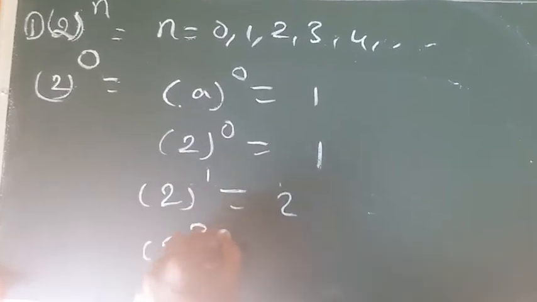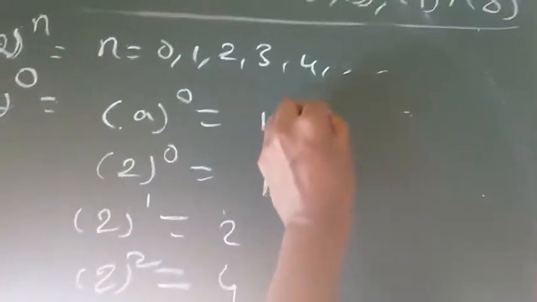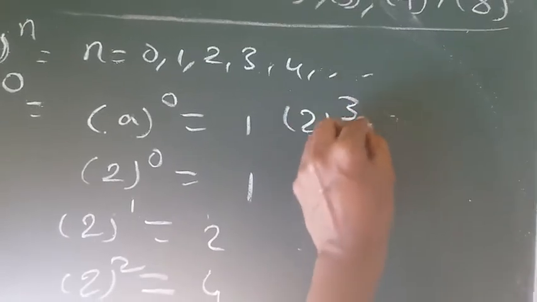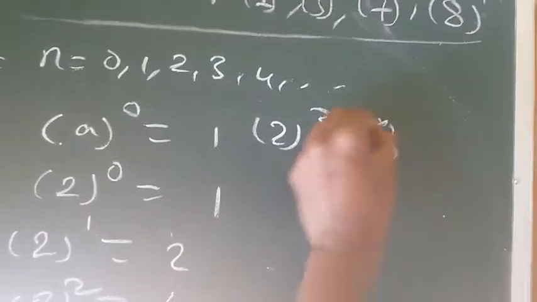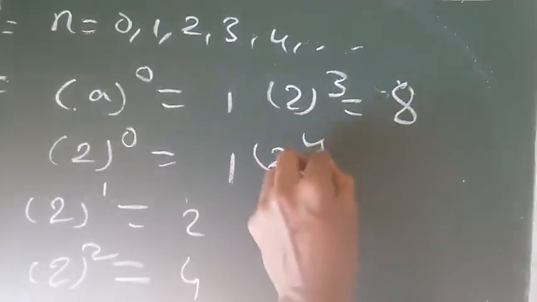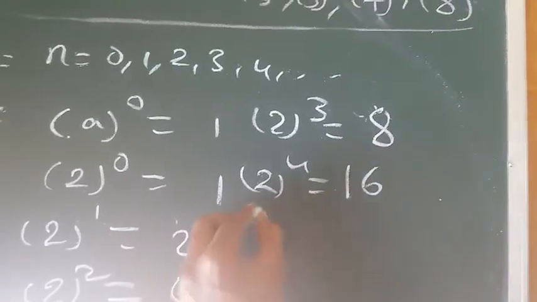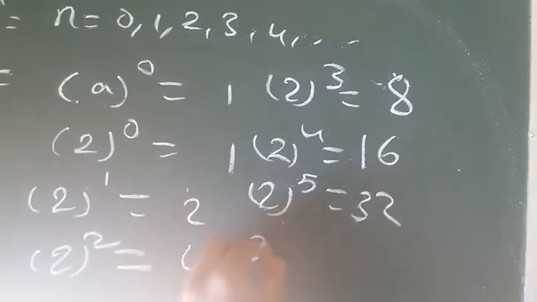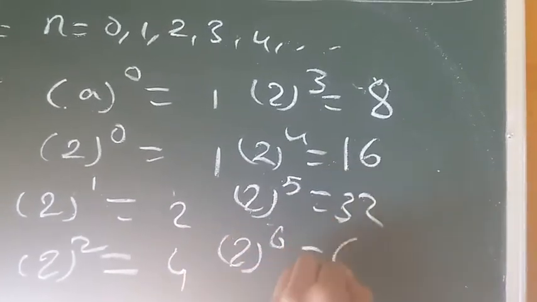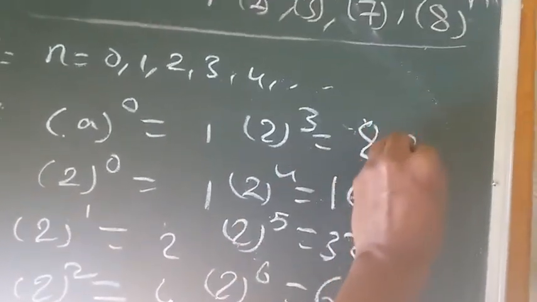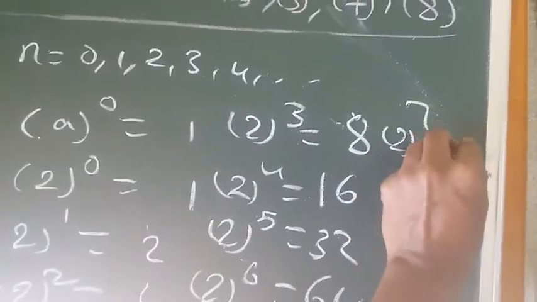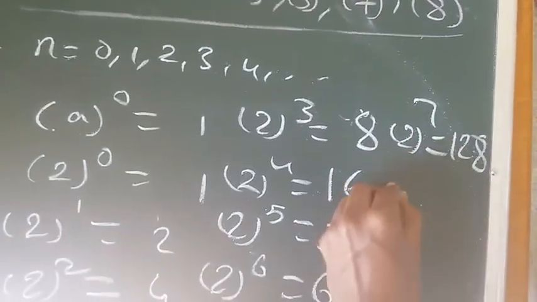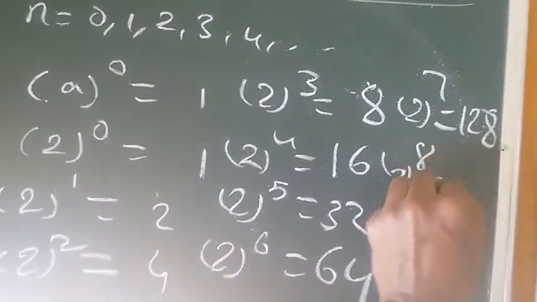2 square 4. 2 cube 8. 2 power 4 16. 2 power 5 32. 2 power 6 64. 2 power 7 128. 2 power 8 256.